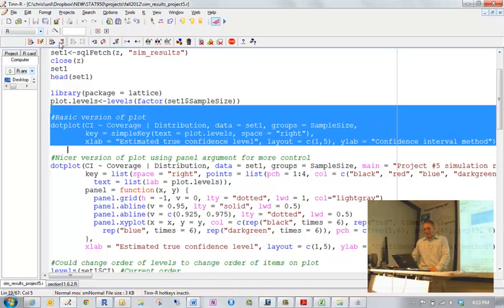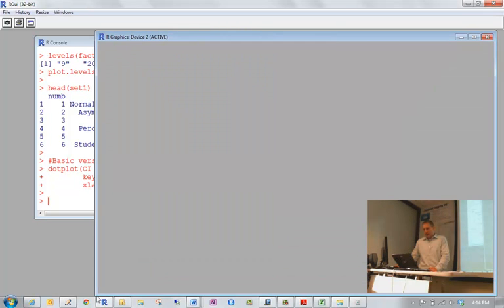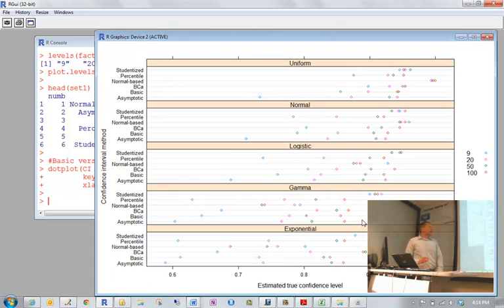So let's do this. And here's my plot. Confidence interval method, estimated true confidence level down here. What that groups argument allowed me to do was plot multiple sample sizes, the actual estimated confidence levels for each line in my dot plot.